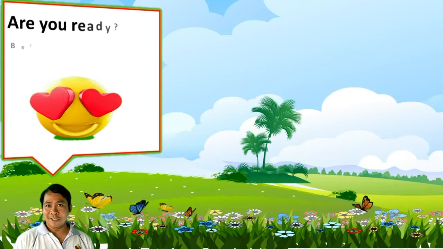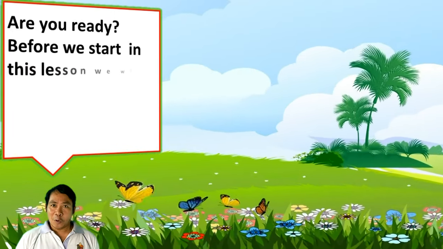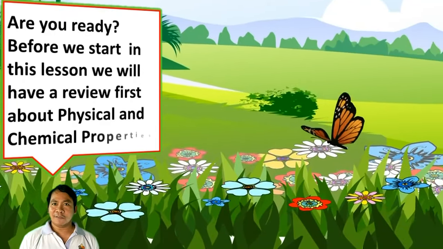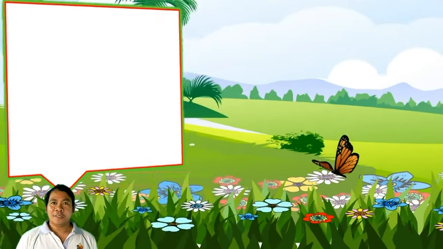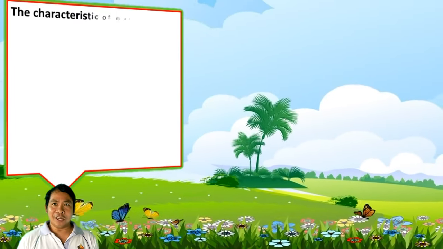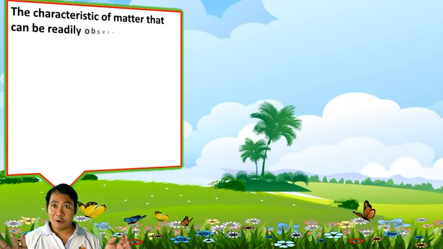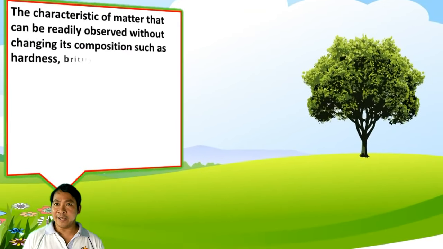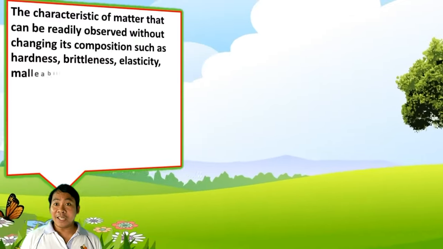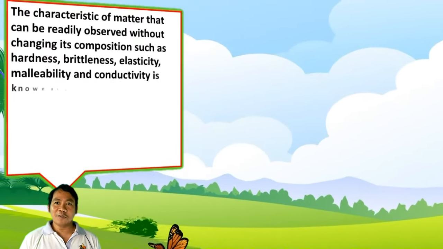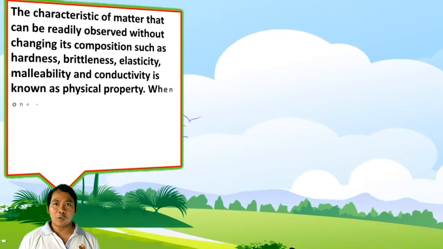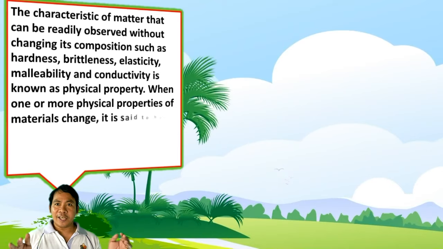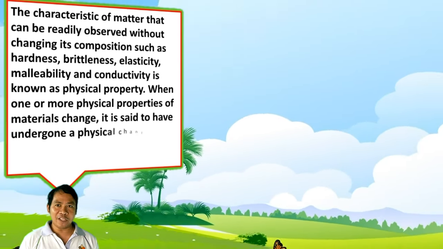Are you ready? Before we start this lesson, we will have a review first about physical and chemical properties. The characteristics of material or matter that can be readily observed without changing its composition, such as hardness, brittleness, elasticity, malleability, and conductivity, are known as physical properties.